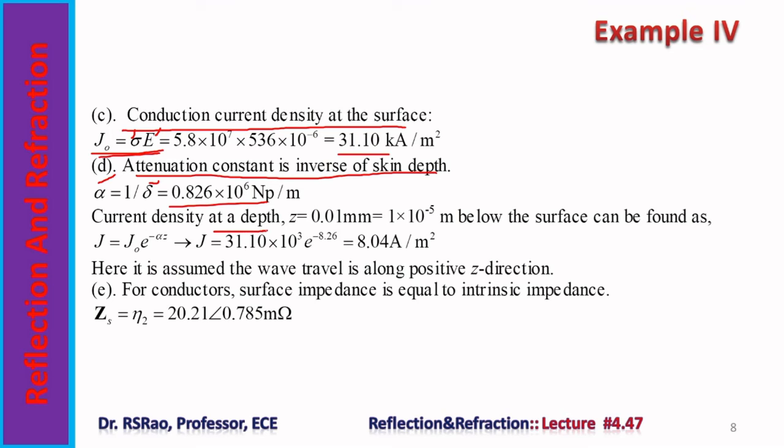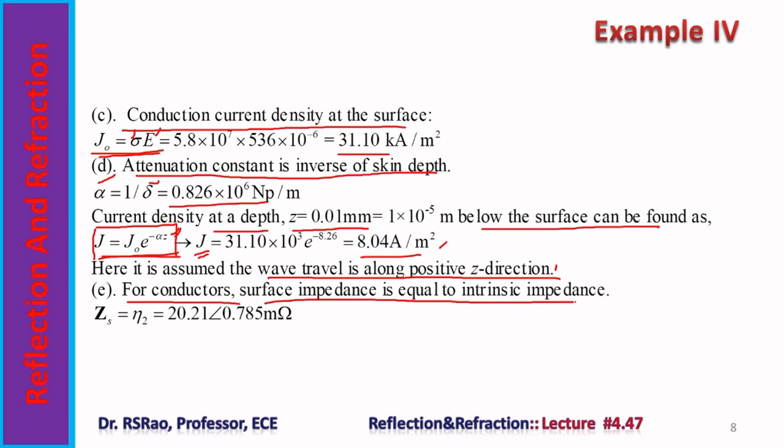Current density at a depth Z equal to 0.01 millimeter below the surface can be found using this relation. Amplitude falls exponentially, and that fact is expressed in this relation. Ultimately we get J equal to 8.04 ampere per meter square. Here it is assumed that wave travel is along the positive Z direction. For conductors, surface impedance is equal to intrinsic impedance. Intrinsic impedance we have already calculated, and that is equal to the surface impedance.